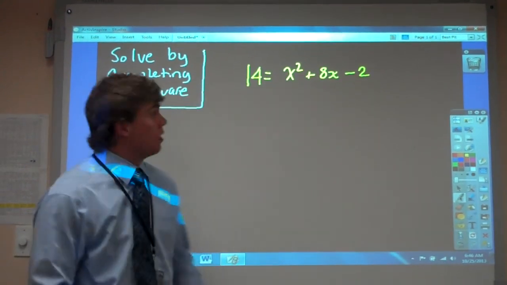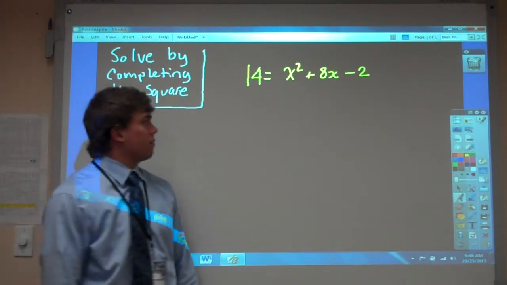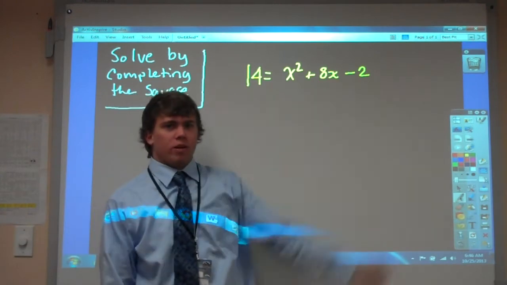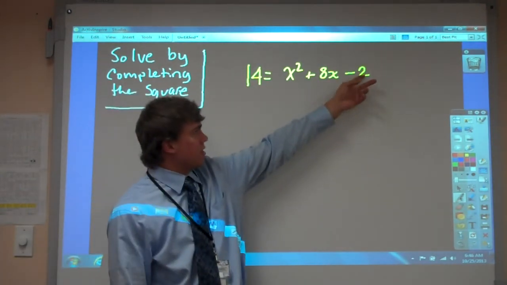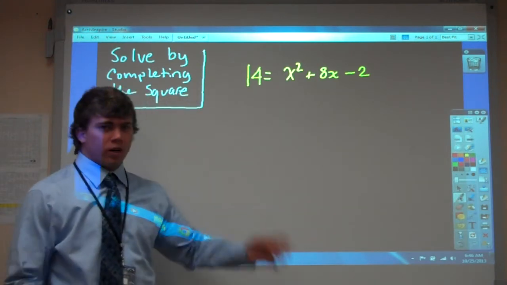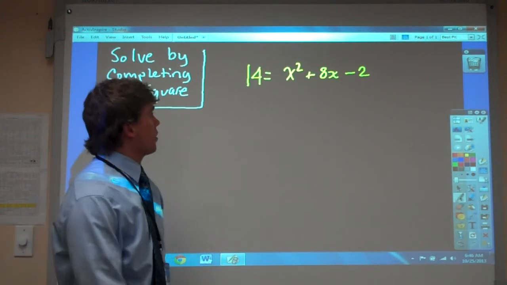Alright, so with this problem we are going to solve by completing the square. And we've got ourselves a trinomial here. You're going to look at the constant, and we have -2, which isn't a perfect square. So we're going to have to tweak this equation a little bit in order to make it so that our constant is a perfect square.